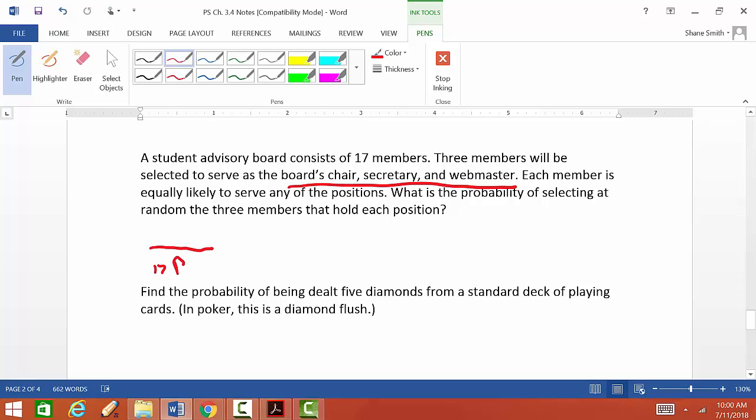So in the bottom we have 17 because there's 17 total people and there's 3 positions, so 17P3. And how many of those have the correct positions? Well, there's only one where each of them is in the position that they are in. So that's 1 over 4,080.